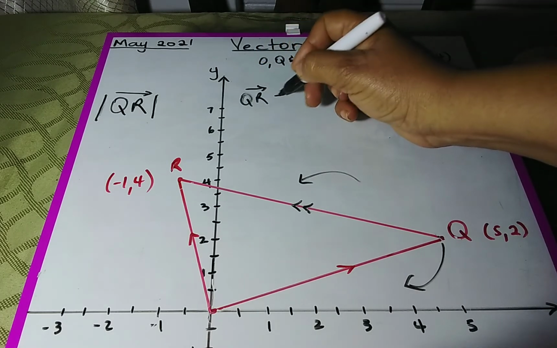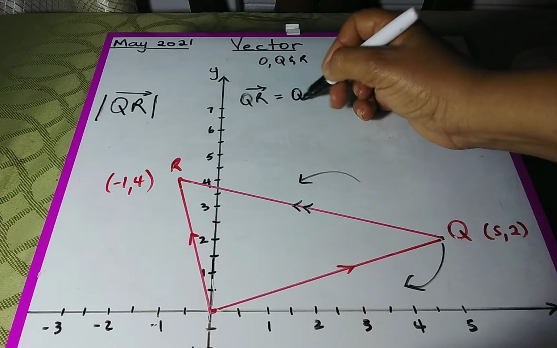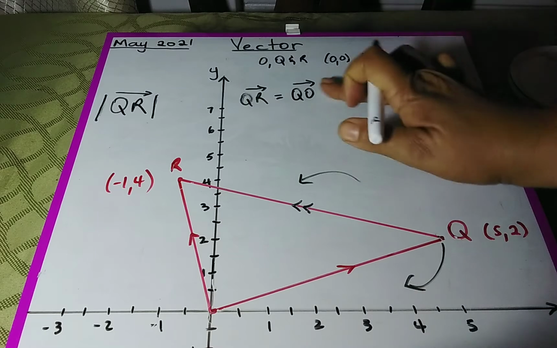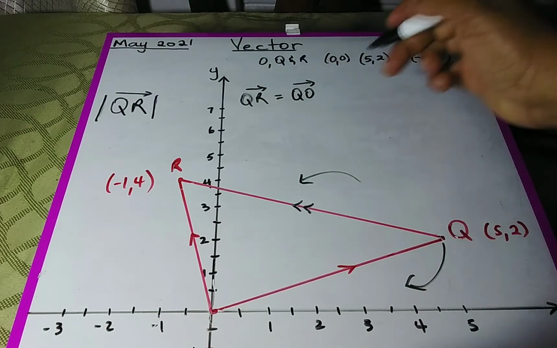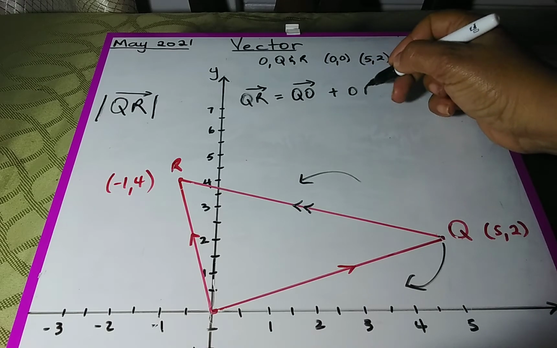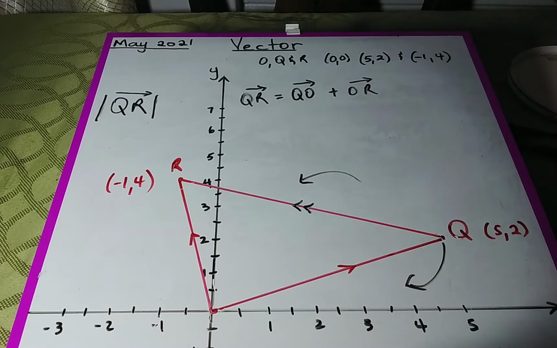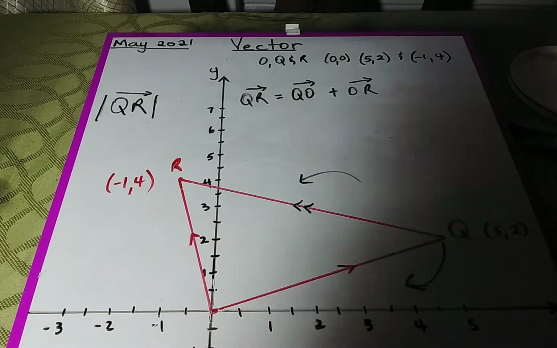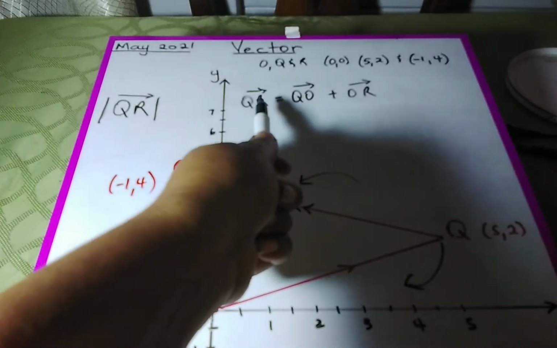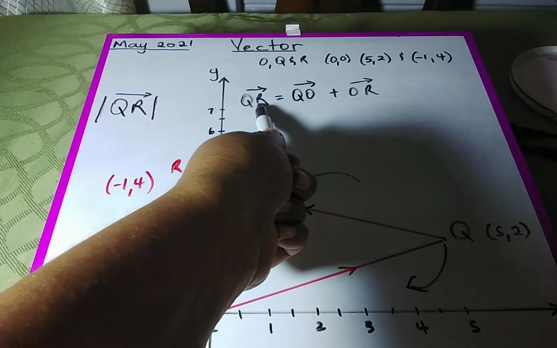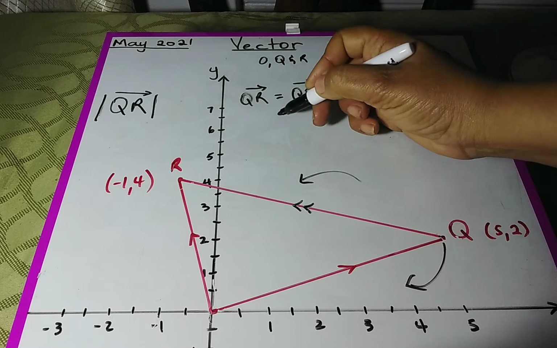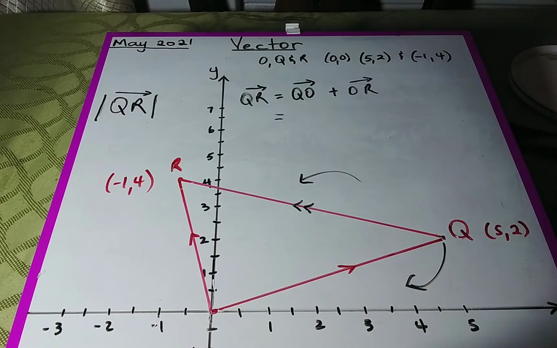Vector QR will be equal to Q to O plus O to R. Let's hope I don't bounce over the camera again. So we must start with a vector that has Q at the beginning, and we must end with a vector that ends with an R. So Q to O, it means it's going in the inverse or opposite direction.